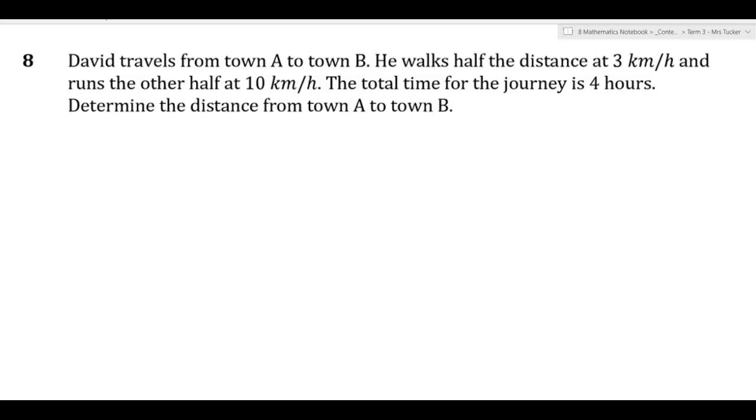All right. Now, David travels from town A to town B. Okay. What are we jumping to? What do we need to do for this question? Let X be the distance walked. Sorry, not walked. The distance from town A to town B.